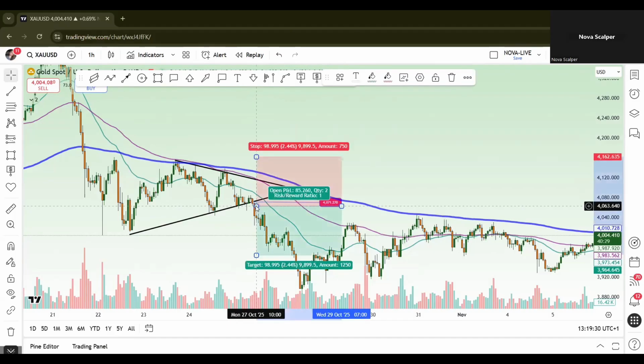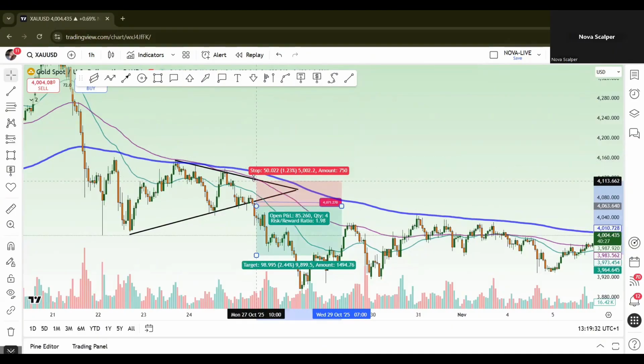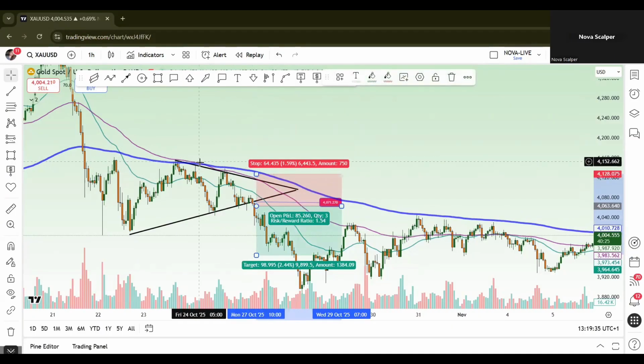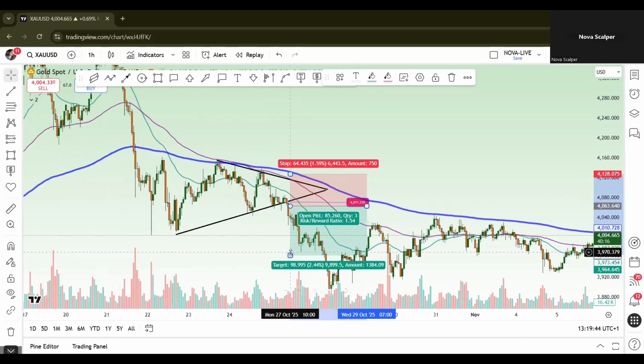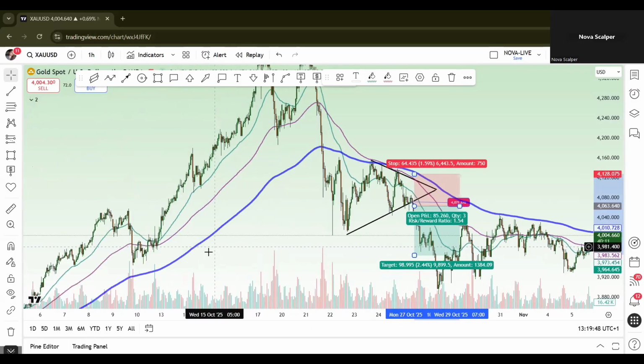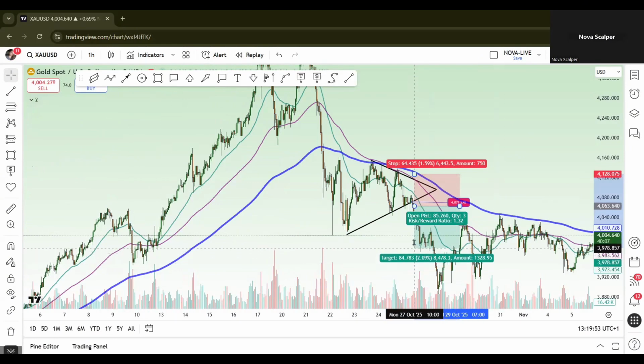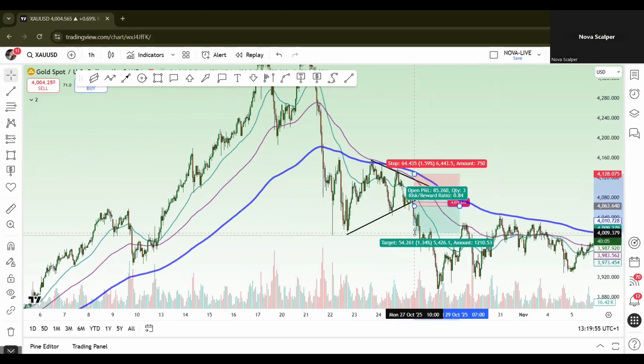entry zone. And for the stop loss, we can set it at the nearest higher high, the nearest high. And for the take profit, you can set it at the nearest low, which is here.